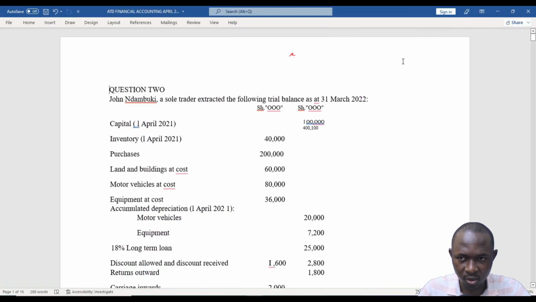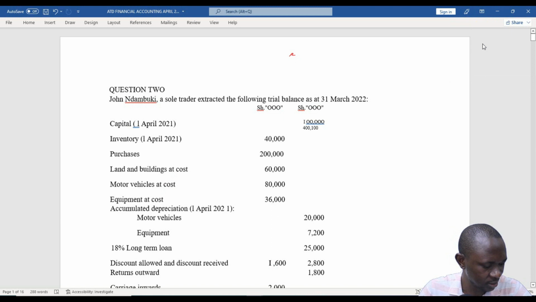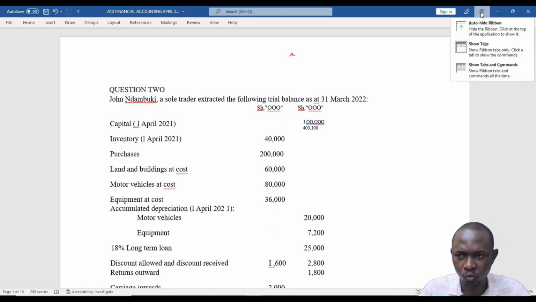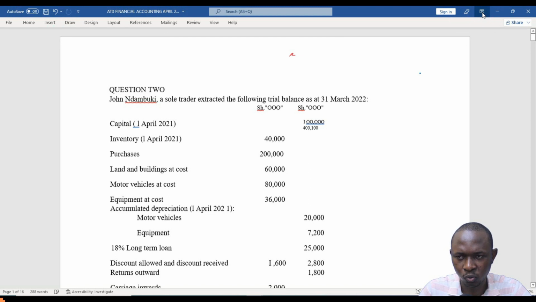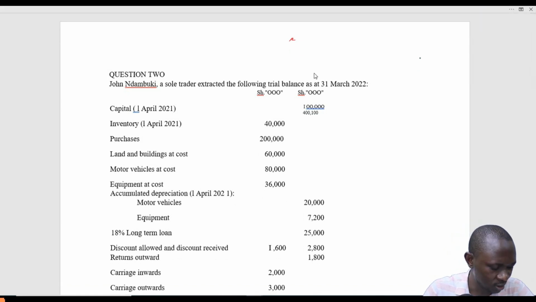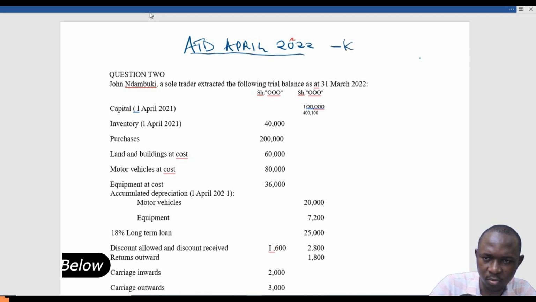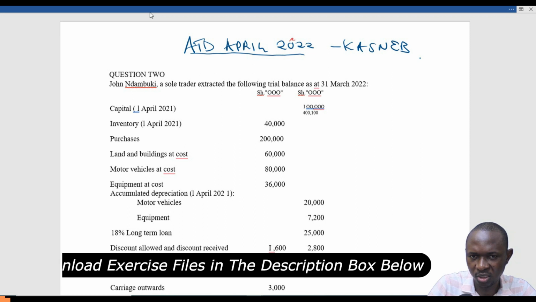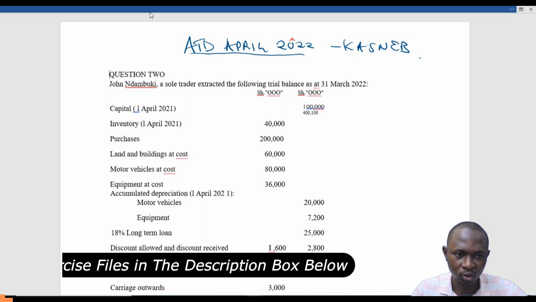Welcome. This is question 2 of ATD April 2022 sitting. This is KASNEB. So KASNEB ATD April 2022 sitting, and this is our question 2.